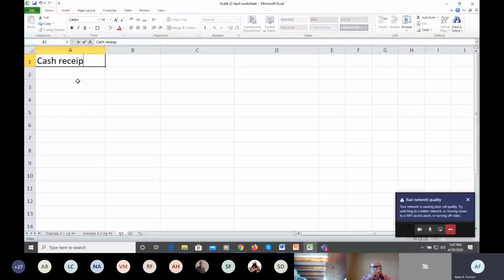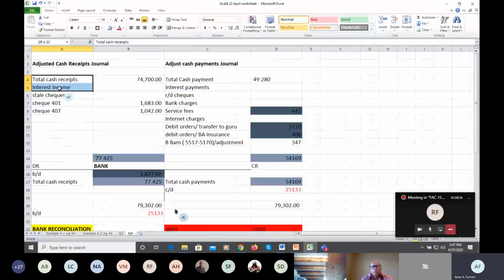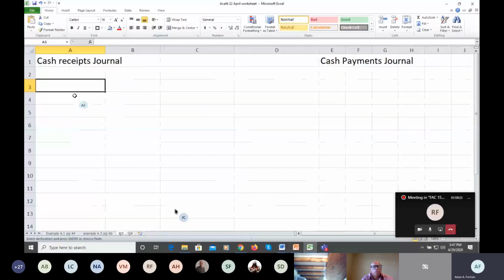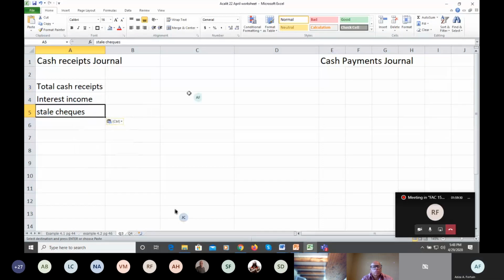Okay. So what did we say our framework was? Total cash receipts, income. I'm just going to copy it now. So total cash receipts, interest, income, and sales tax. That is what you're going to write out. In my cash payments, we're going to have all these. We're just going to clear it out. Copy.